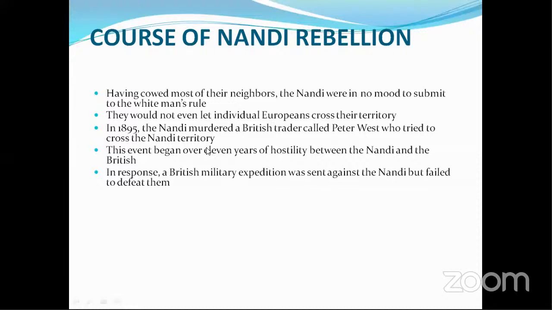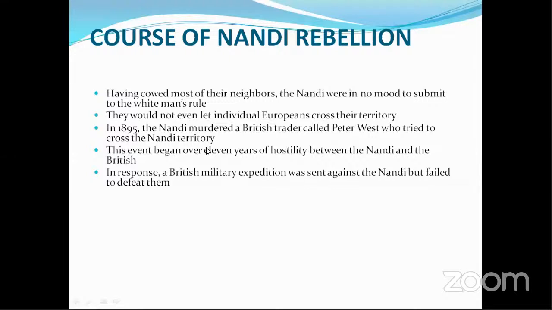But the point is, we are looking at 11 years of hostility from 1895 to 1906. Are you seeing that? 11 years of hostility. 1895 to 1906. Those are the 11 years we are talking about. The moment they killed Peter West, the British sent an expedition against the Nandi, and the Nandi also fought back. I think you are getting the point. So they fought for 11 years.